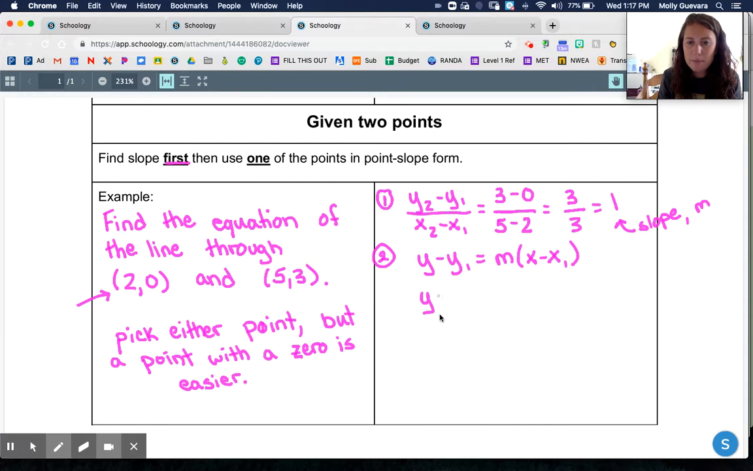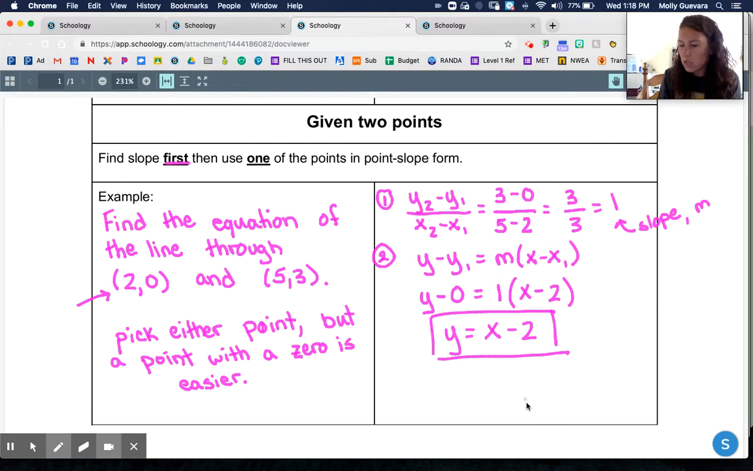So y minus my y1 then is 0 equals my m, which is 1, and then I have x minus my x1, which is 2. So y minus 0 is just y. 1 times x is just 1x or x, and then 1 times negative 2 is negative 2. And there's the equation. So that is the equation of the line that goes through these 2 points. Sound good?